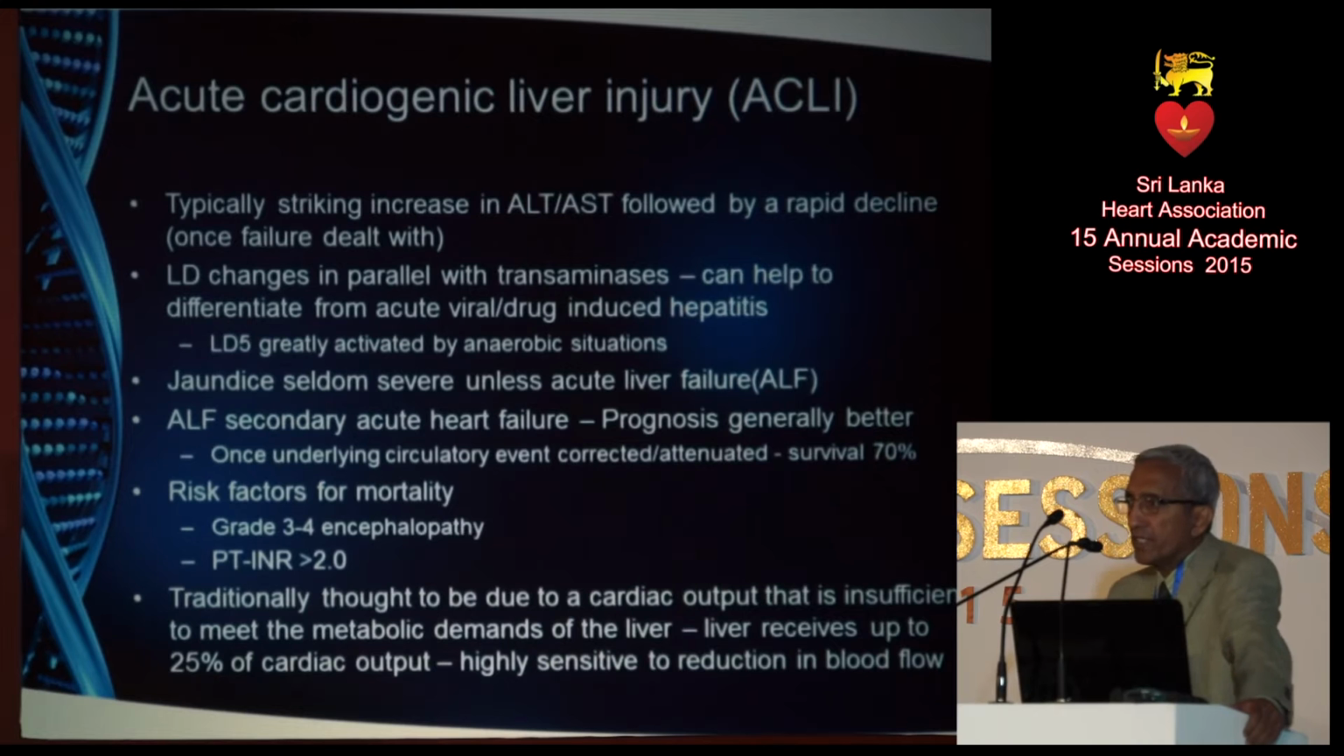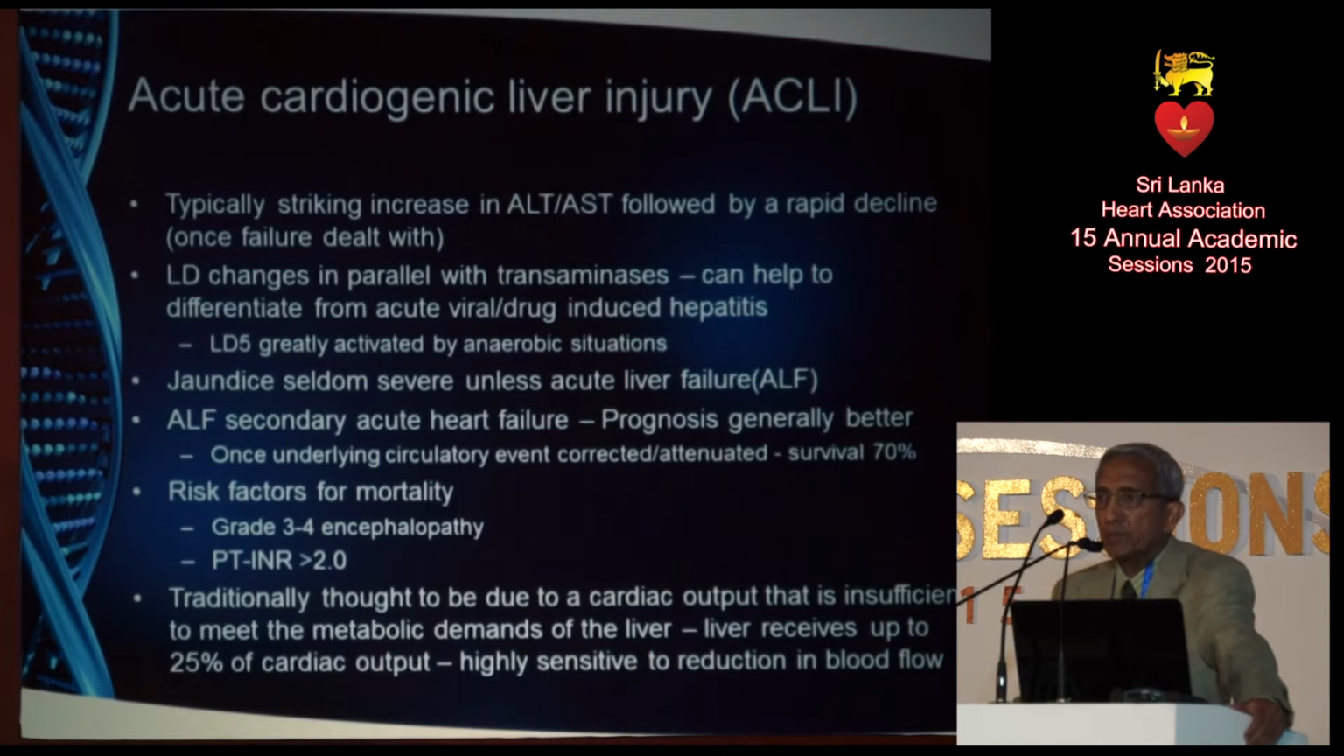So clinically, what do we see? It's typically a rise in ALT and AST, followed by a rapid decline if the failure can be dealt with. An important point is the lactate dehydrogenase increases in parallel with the transaminases, and this can help to differentiate from acute viral and drug-induced hepatitis where LD doesn't go up very much. And you can actually use an ALT to LD ratio of less than 1.5 to suggest that it is hypoperfusion-related liver damage as opposed to other primary liver problem concomitantly occurring with heart failure.